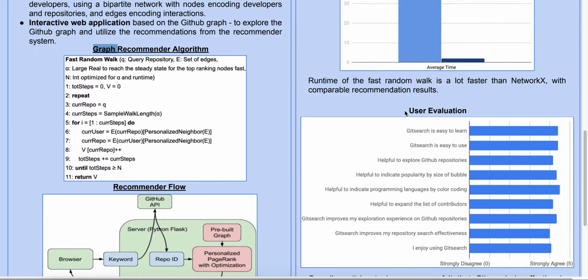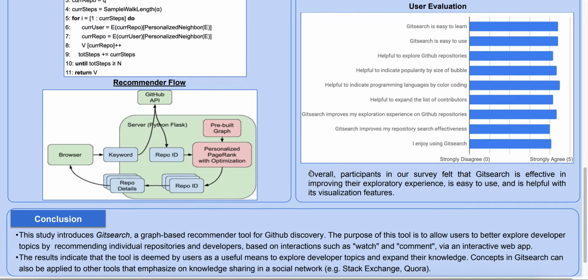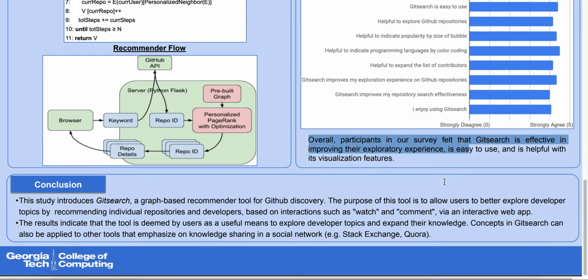We also conducted user evaluations with 20 users. Overwhelmingly, they agree that Git Search is strongly useful, easy to learn, and expands the list of contributors. So overall, in our survey, we feel that Git Search is efficient and effective in improving the exploratory experience. This is the Git Search poster.